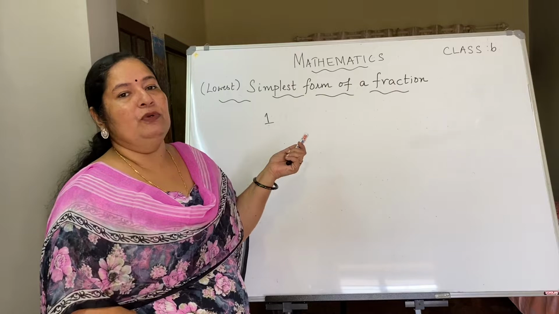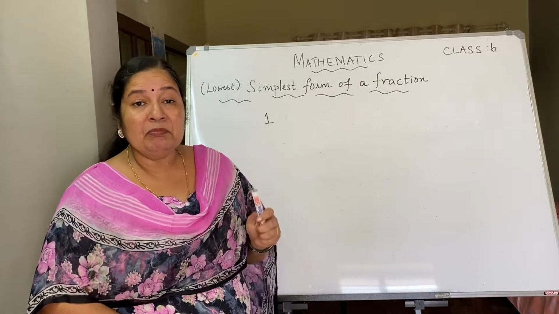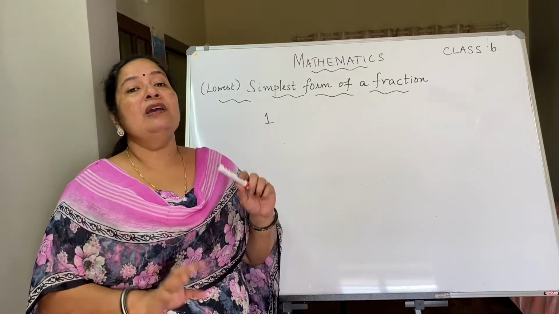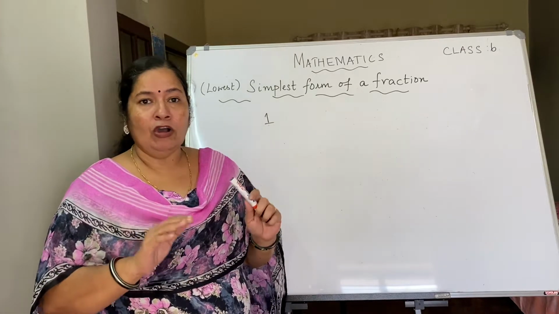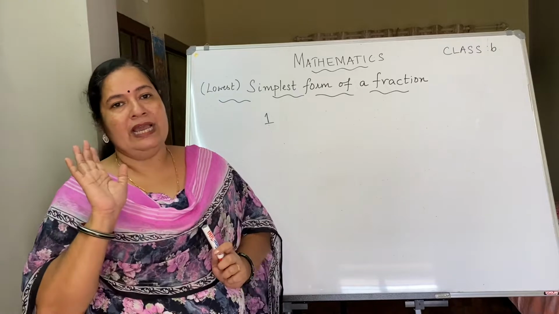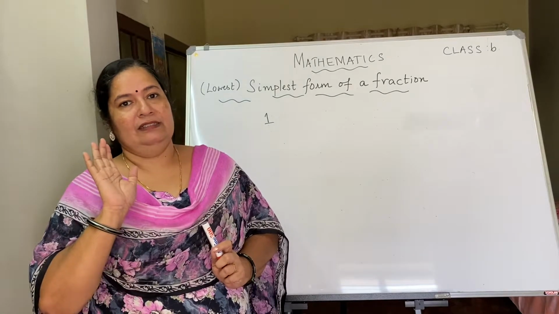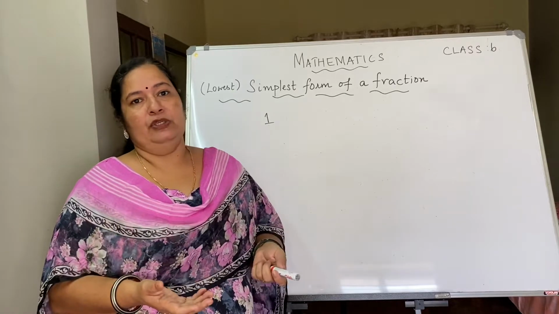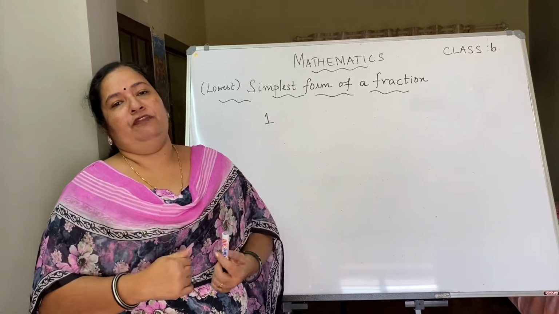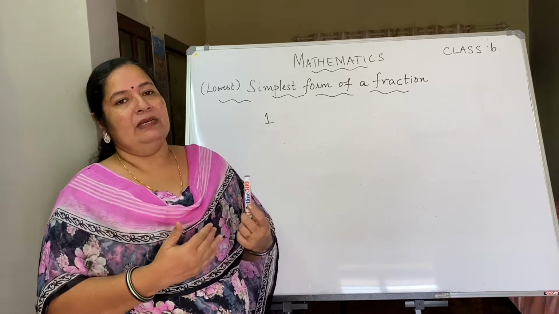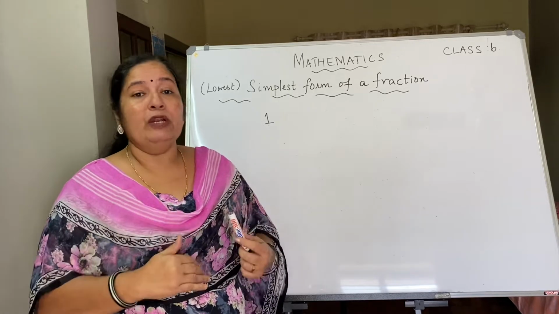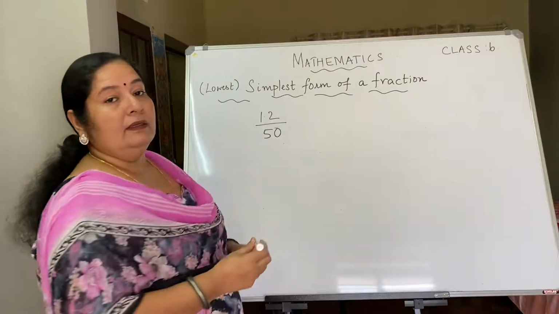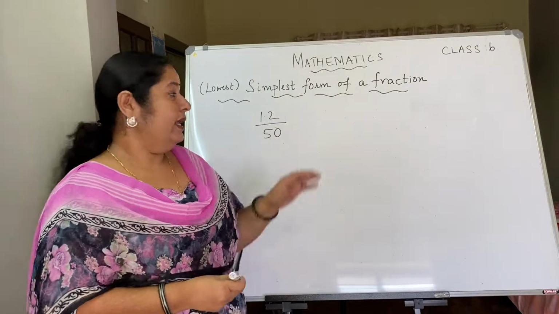So here also a fraction is said to be in the simplest form if its numerator and denominator are coprimes, or they have only 1 as their common factor. It is also said to be in the lowest form. That also can be used, reducing to the lowest form. Now let us take some examples and find how we are going to reduce it to the simplest or the lowest form. Now take an example, 12 by 50.